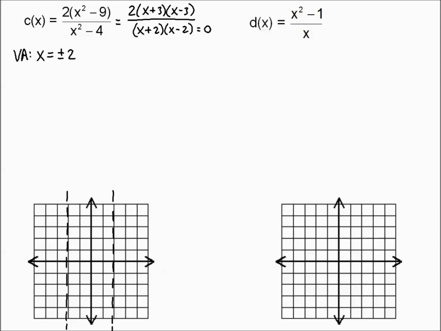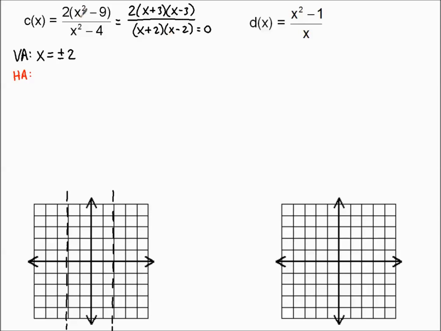Two vertical asymptotes again. Horizontal asymptote depends on the degrees. It might be easier from the original to see that the degree in the numerator is a 2 and the degree in the denominator is a 2. If it's in factored form, it's okay. It's still there. It's just hiding. There's an x squared and another x squared.